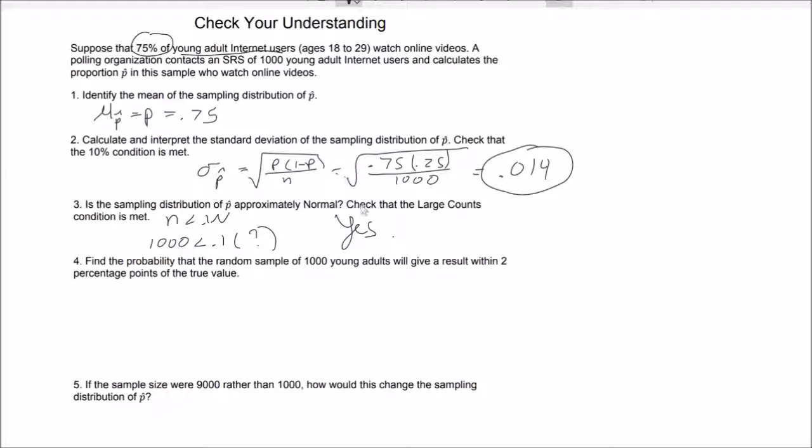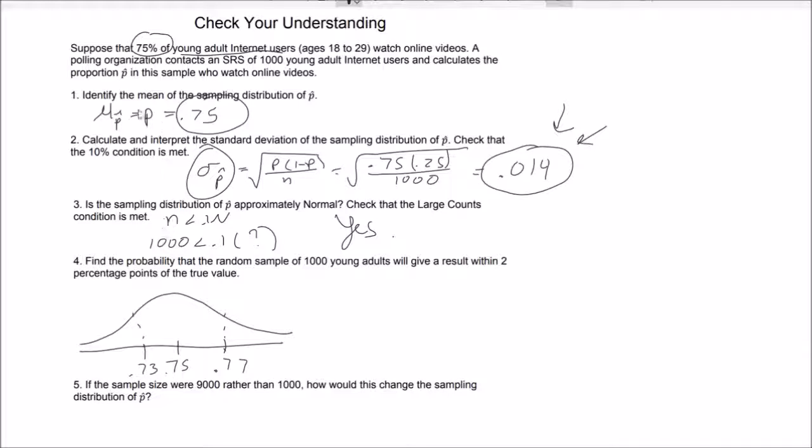Find the probability that a random sample will give a result within 2 percentage points of the true value. We just said it's normally distributed, so let's get our normal distribution. We know that the middle is at 0.75, so 2 percentage points on either side would give us 0.77 and 0.73. Notice we already found the mean in part 1, and we already found the standard deviation in part 2. There it is, standard deviation and mean of p hat. So we have all the information we need to type this in a normal CDF. When you do, you should get something in the neighborhood of 0.847.